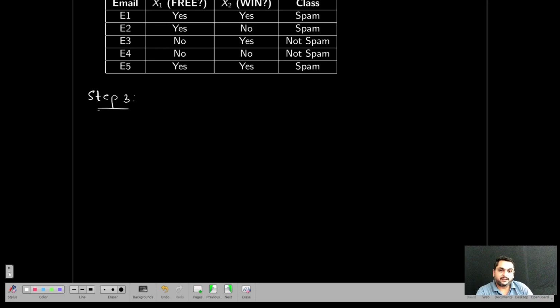Step 3 is the final prediction part, or final classification part. Now, what do I have to find out? I have to find out the probability of the class, because I have to find out which class, whether it's spam or not spam, given my new data. For this new data, what is the probability? What is the probability of spam for this new email, or the probability of not spam for this new email?